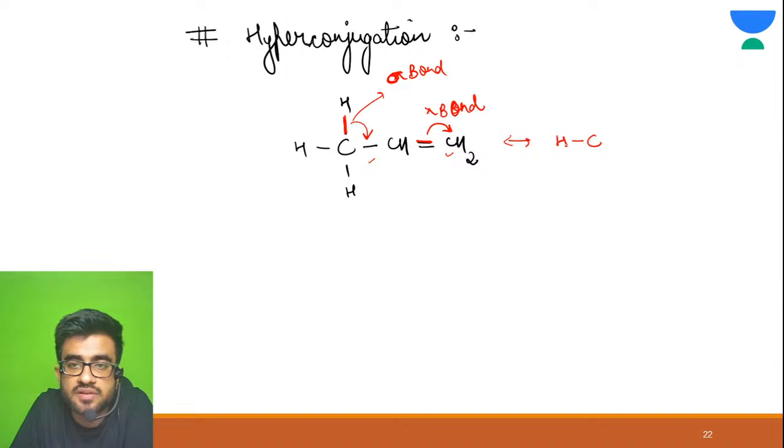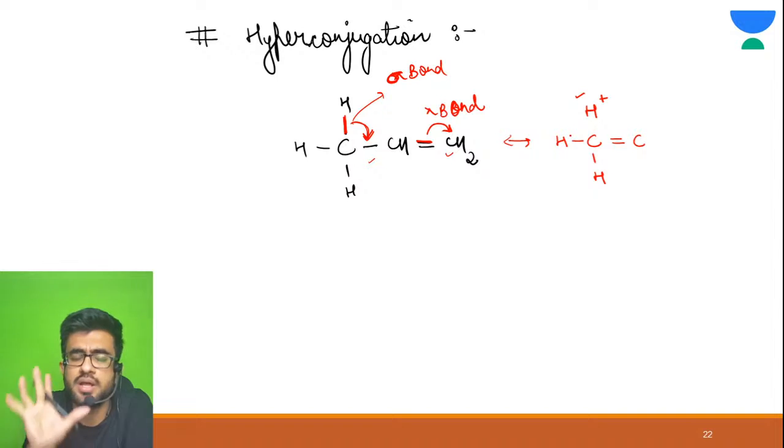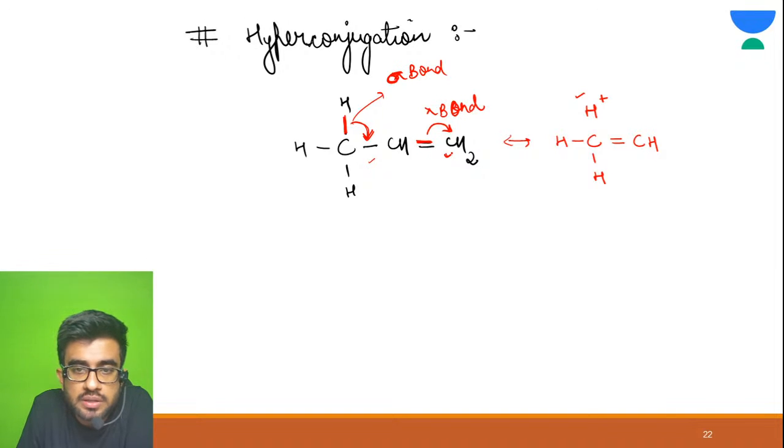See, this hydrogen and this hydrogen are intact. This bond has come over here, so this and this carbon now have a double bond. There is no bond between this hydrogen and this carbon. Please wait, let me explain everything first. Now this pi bond is shifted on this carbon, so it has CH2 negative.